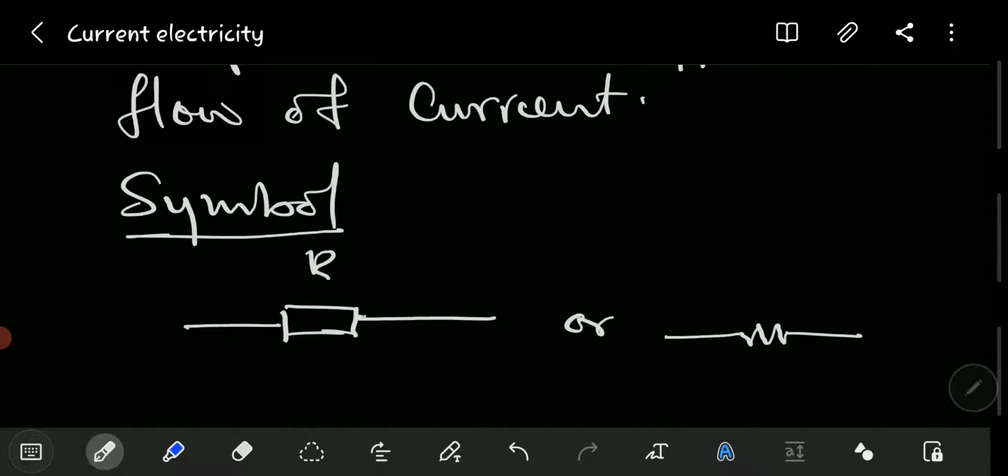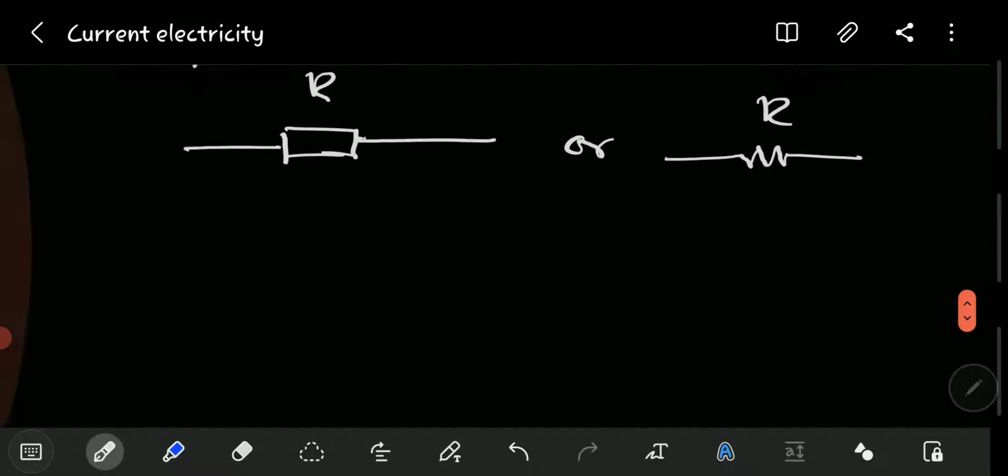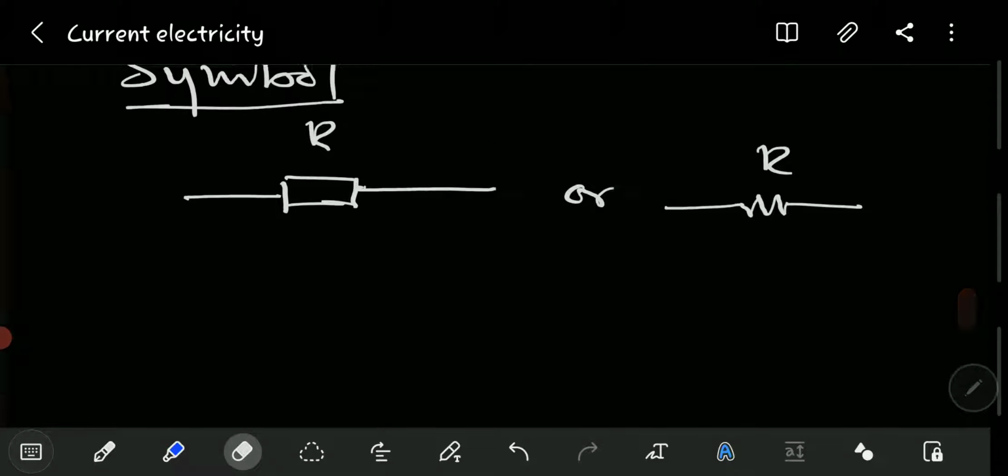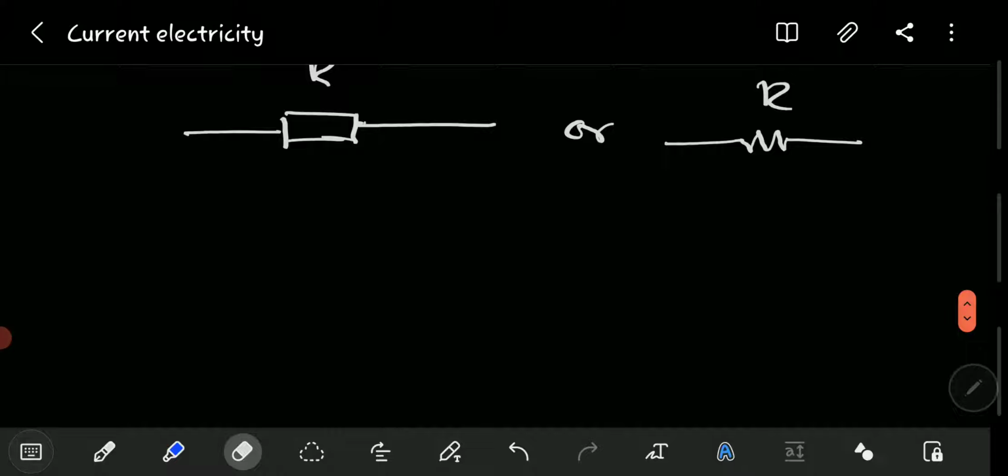R is the magnitude or the size of the resistor. So there will be cases where they give us this kind of thing where they put 3 ohms. It means that the size of this resistor is 3 ohms. So this is how we are going to denote our resistors. All right, having looked at the symbols, we can now look at the connection of resistors.